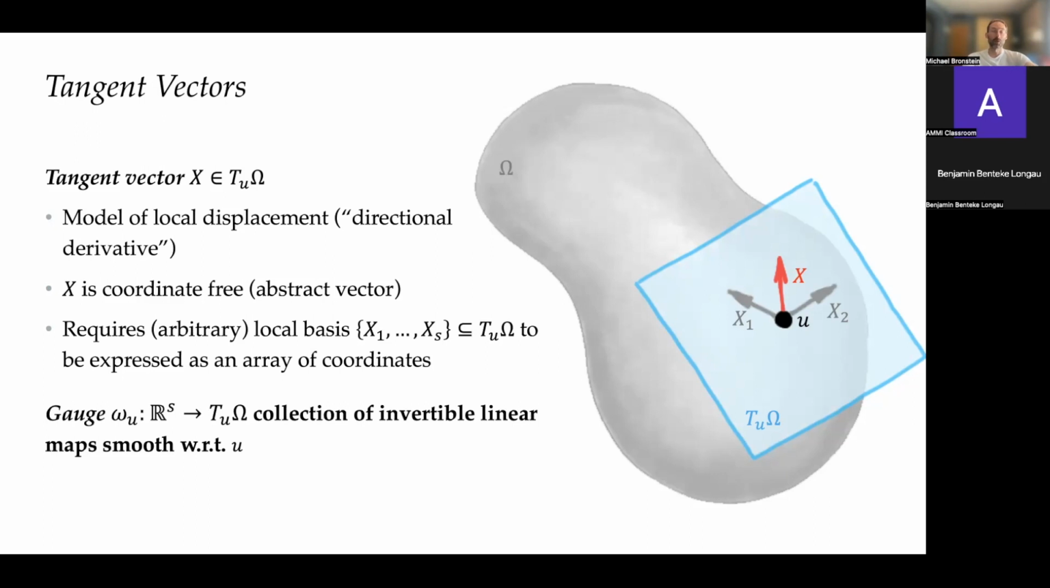And this is what we'll call a gauge. So basically the collection of these local bases that depends smoothly on the position. So if I move from point u to a point nearby, this choice of basis vectors will not change abruptly. Okay, so this is just a fancy name used in physics for this collection of local reference frames. And what the gauge allows us to do with the vector is exactly represent it as an array of coordinates. So I will denote the coordinate representation of a vector by a small bold letter x.